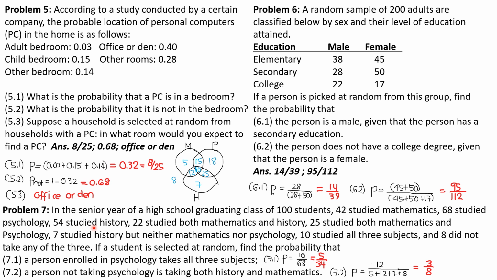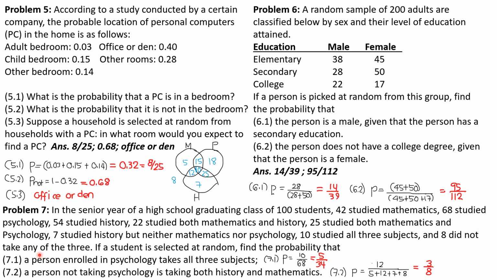Then 54 studied history. The number here should be 54. We already filled in 10, 12, and 7. 10 plus 12 is 22 plus 7, 29. So 54 minus 29. So we should put 25 here.